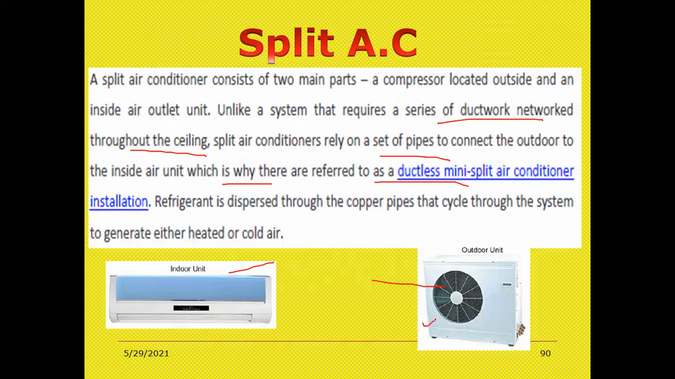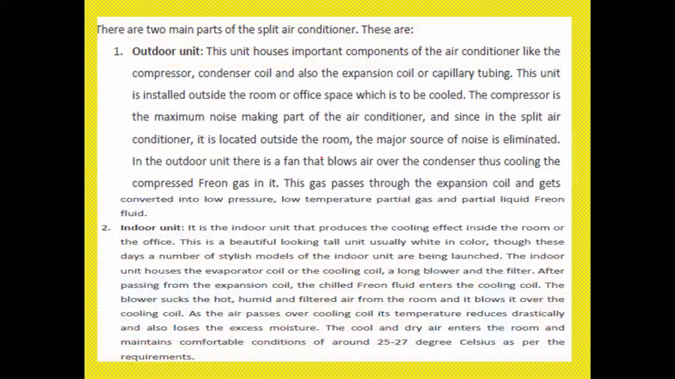This is an outdoor unit, placed outside the room, right? This unit houses the important components of the air conditioner, like the compressor, condenser, expansion valve, dryer and the circulation tubing. This unit is installed outside the room or office space which is to be cooled. The compressor is the maximum noise making part of the air conditioner. So when you switch on the AC, obviously outside you will observe some heat. Since in the split air conditioner it is located outside the room, we get very less sound whenever you use a split AC. The major source of noise is eliminated.